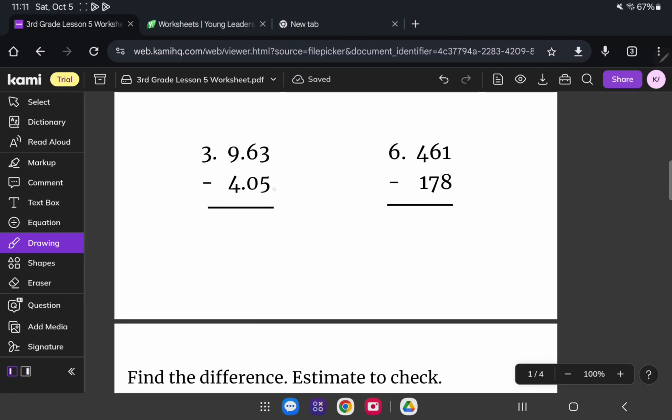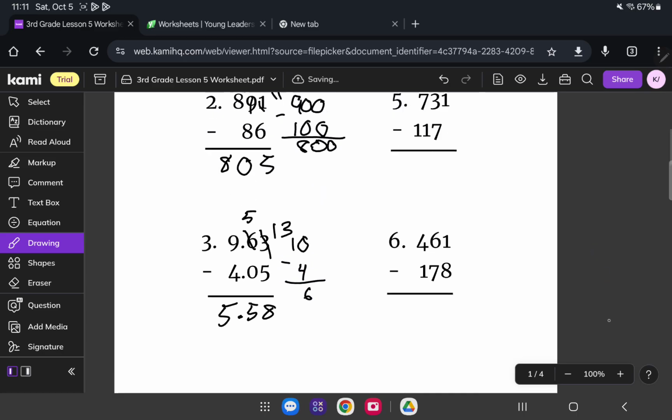9.63 minus 4.05. So borrow a 10. 13 minus 5 is 8. And then 5 minus 0 is 5. And then we add that decimal point. And then 9 minus 4 is 5. And then this rounded up is 10. This rounded down is 4. When we subtract that, it's 6. And this rounded up equals 6.